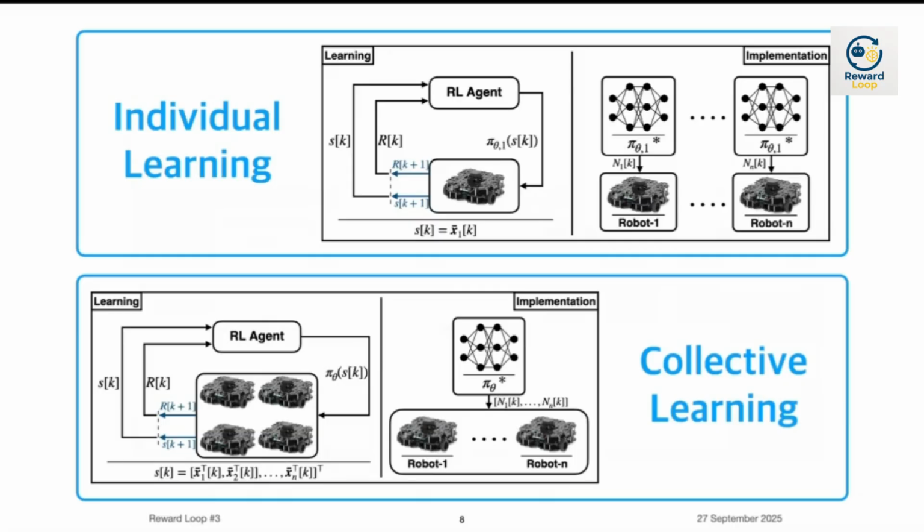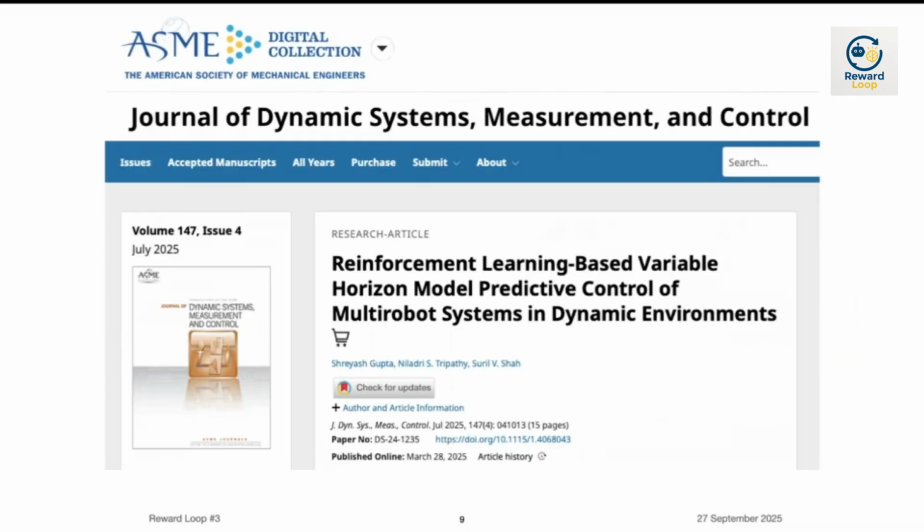Then we have collective learning. In this particular case, I have used collective learning, where the RL agent is trained by using the data from multiple robots. So the state basically encapsulates the position of n number of robots, and then a single policy is learned which gives out the prediction horizon of all the robots. The advantage of this we will see in the results.